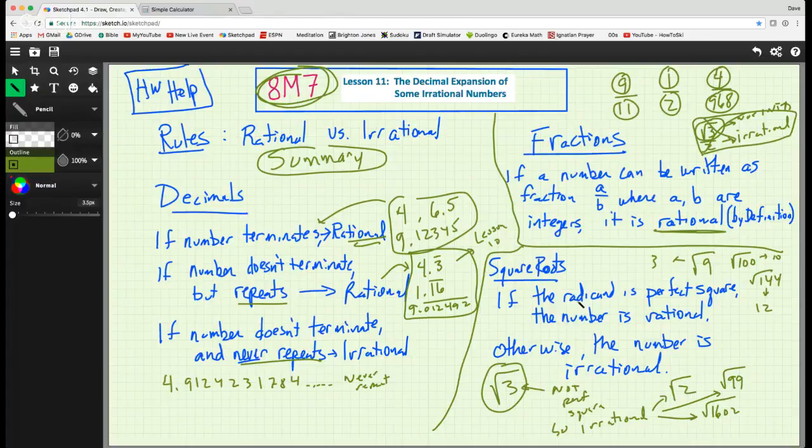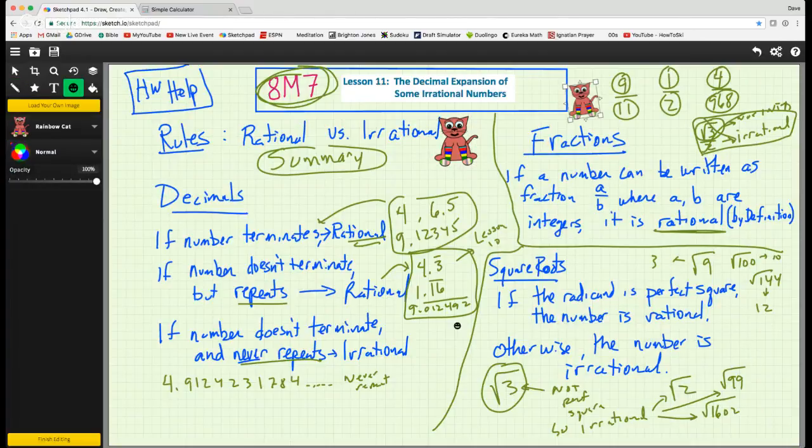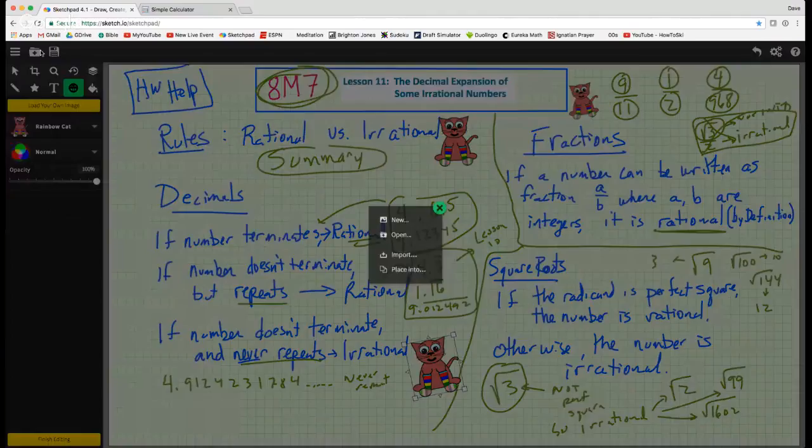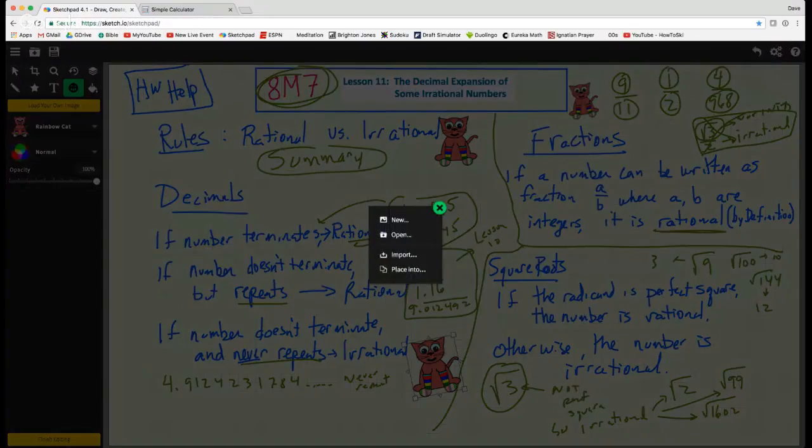Okay, so those are our rules. Let's lay down a happy cat. Did some good work today. And we'll be moving on to lesson 12 tomorrow.